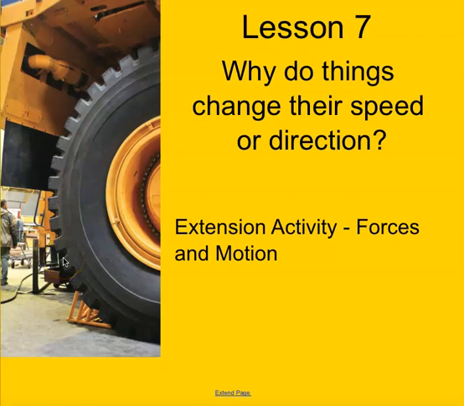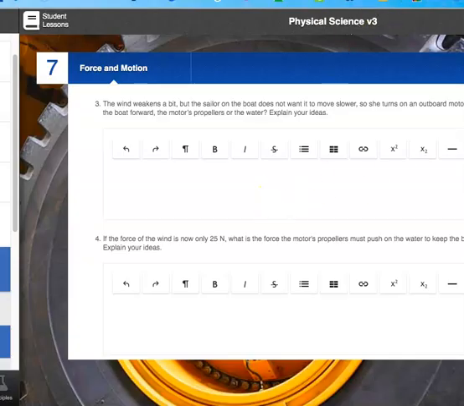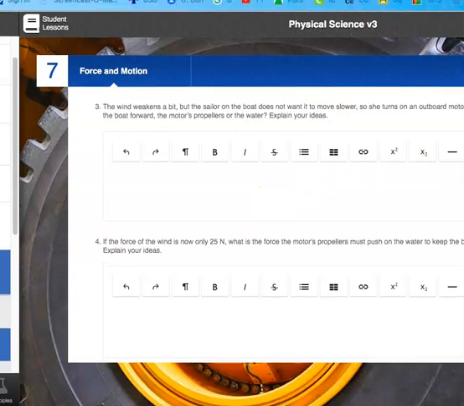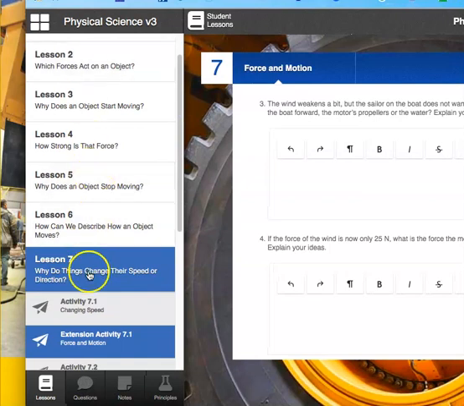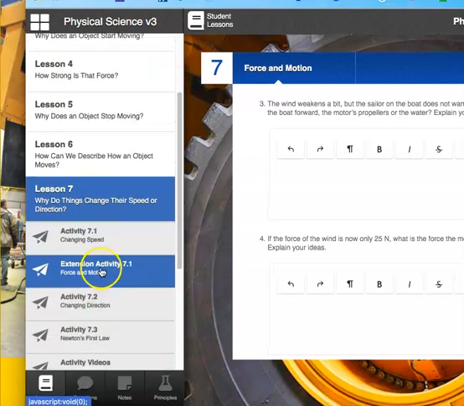Hey everybody, this is lesson 7. This is the extension activity called forces and motion. So if you look at your book, and if I slide this over a little bit, you are going to be working on the extension activity 7.1. So go ahead and click on that and get started on it.